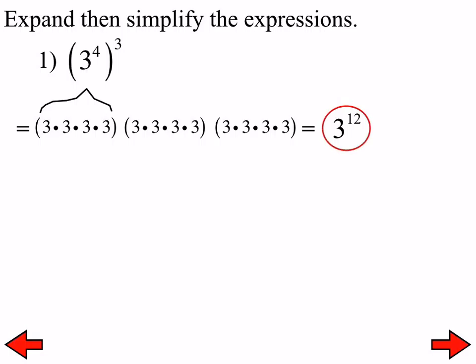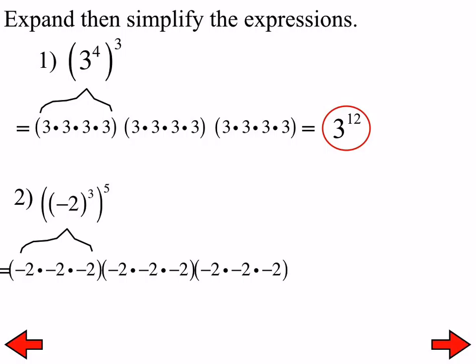Number 2 is also from Friday, so that is a negative 2 in parentheses cubed, and then that whole thing to the 5th. So that'll be negative 2, negative 2, negative 2. Then that whole thing 5 times. So tell me, is the base a 2 or a negative 2? Negative 2. It's a negative 2 that's being repeated every single time, right? So your base should still be a negative 2.